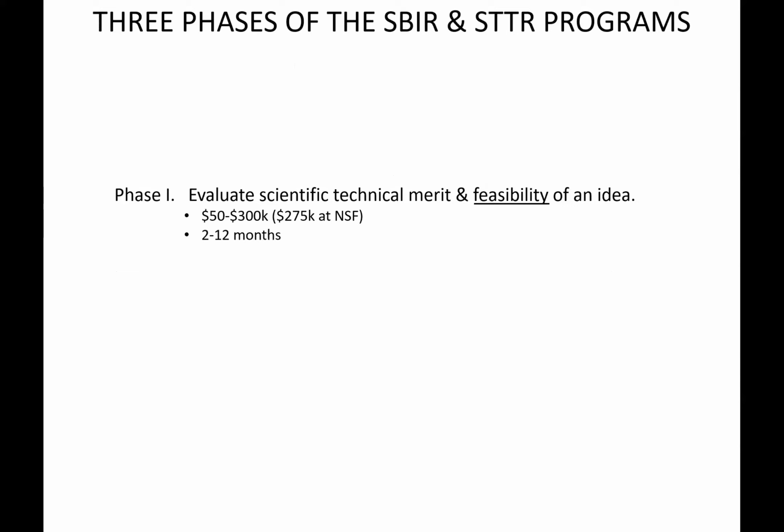SBIR and STTR are both organized into 3 phases. Phase 1 is where you take that unproven technology and prove it works. It's a limited amount of money: NSF right now is about $275,000, and agencies vary between about 2 and 12 months. NSF leans towards the 12-month duration, but it's not a lot of money. It's not a lot of time.